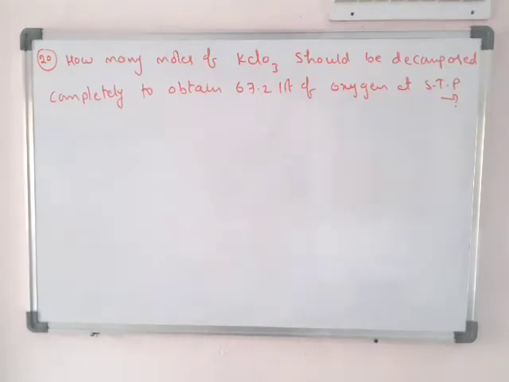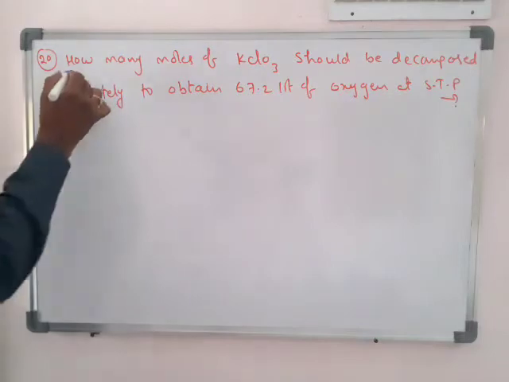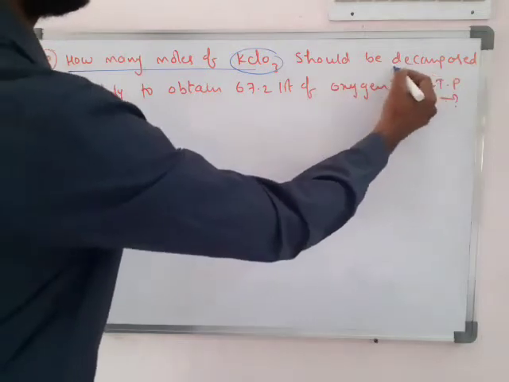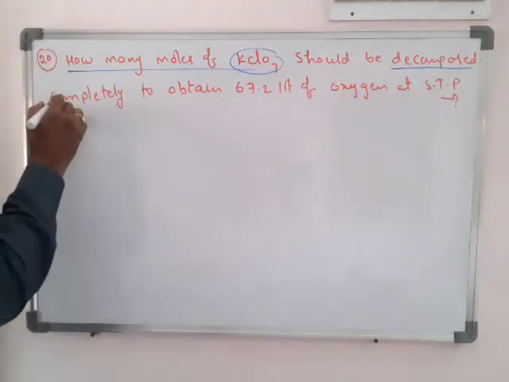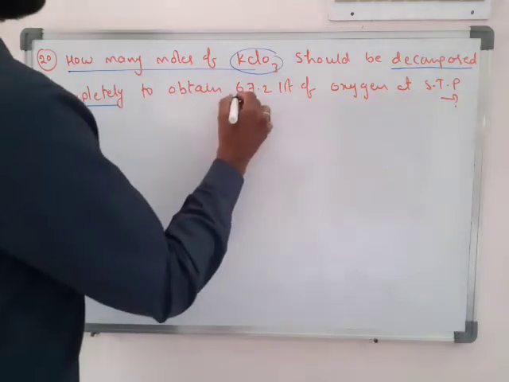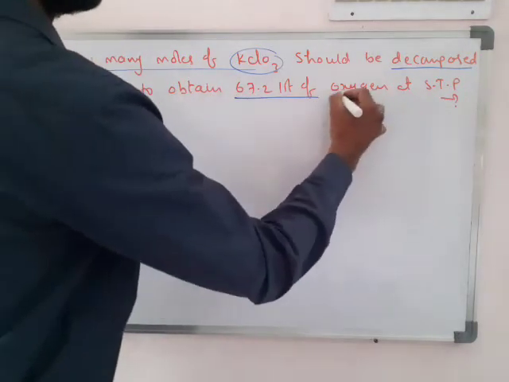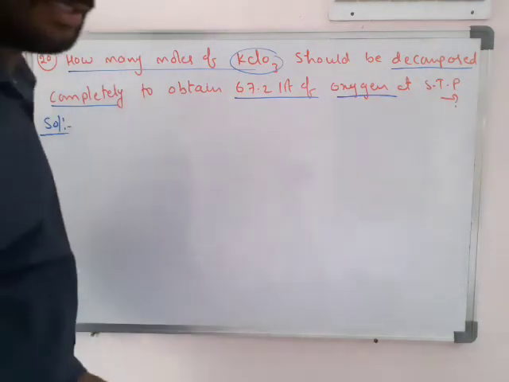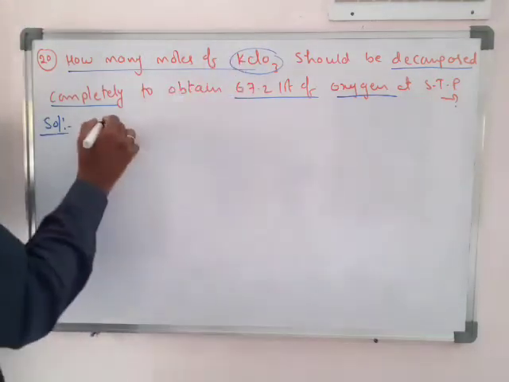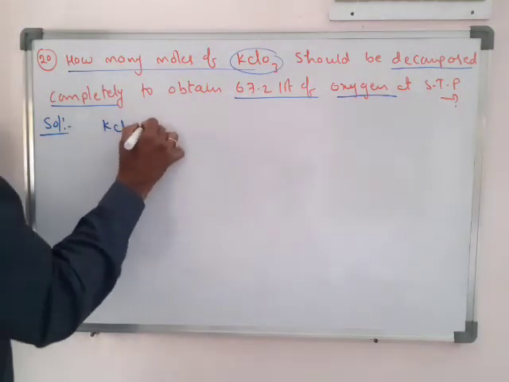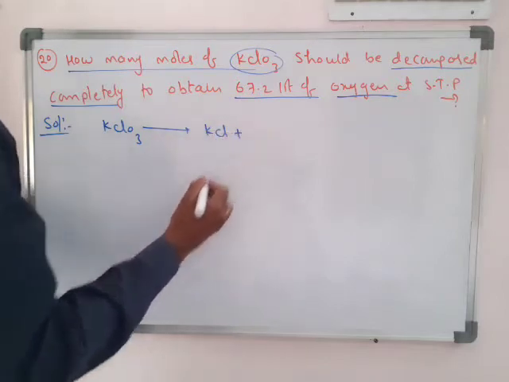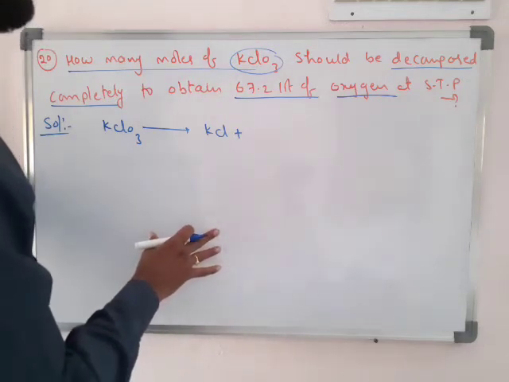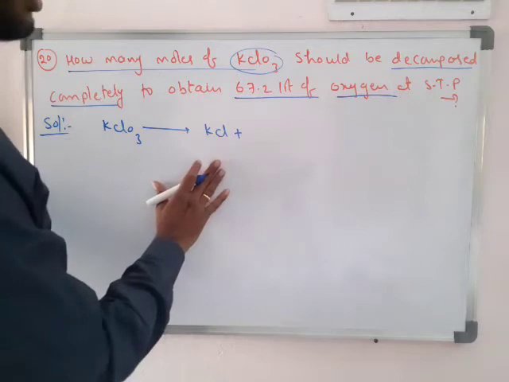Okay, see question number 20. How many moles of potassium chlorate should be decomposed completely to obtain 67.2 liters of oxygen at STP? Here also, writing the reaction is very important; after writing it, it becomes very easy. We know the decomposition of KClO3. This reaction is useful in the manufacturing of oxygen.